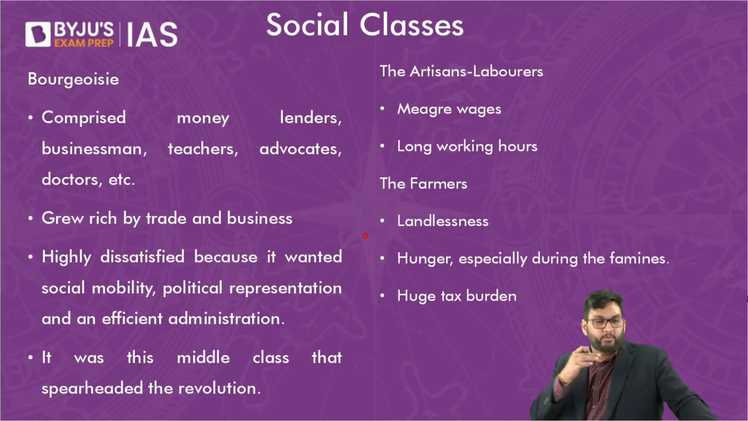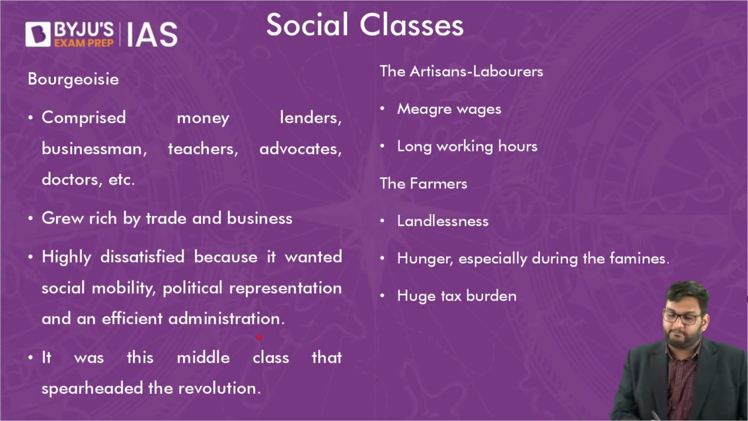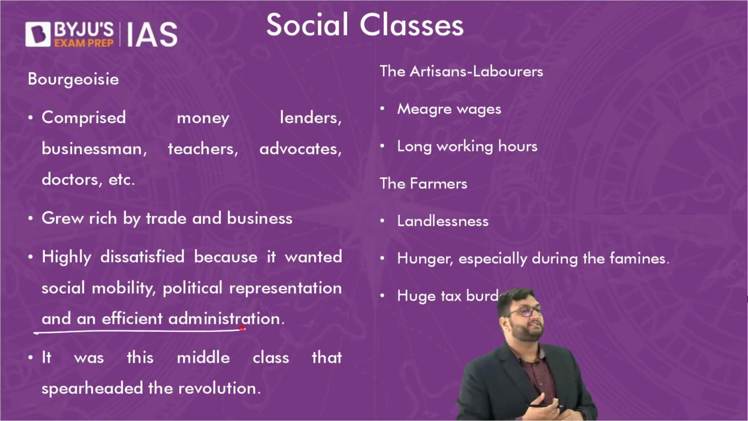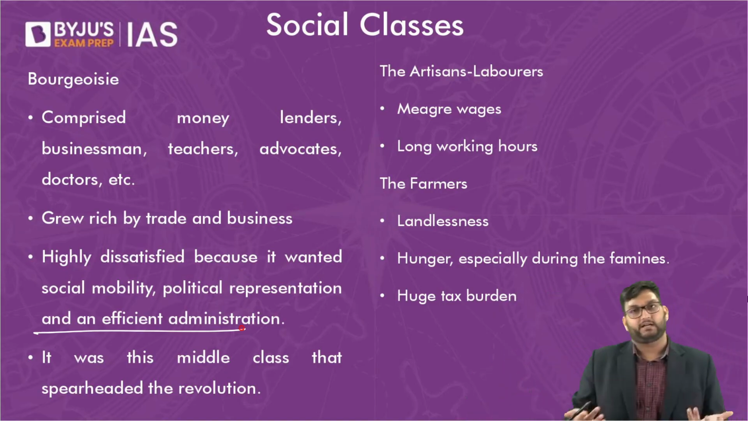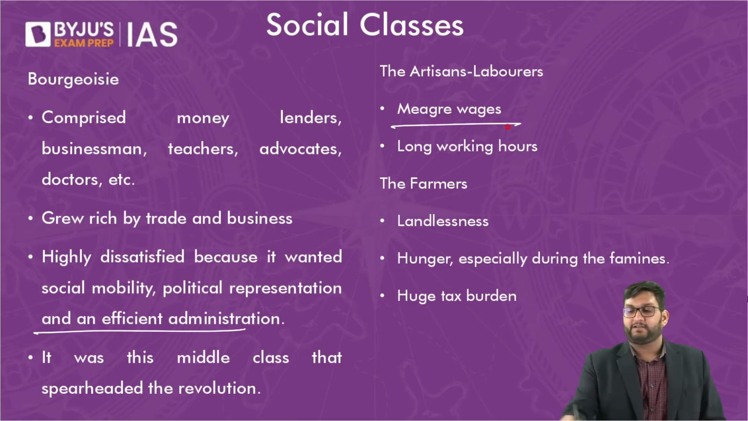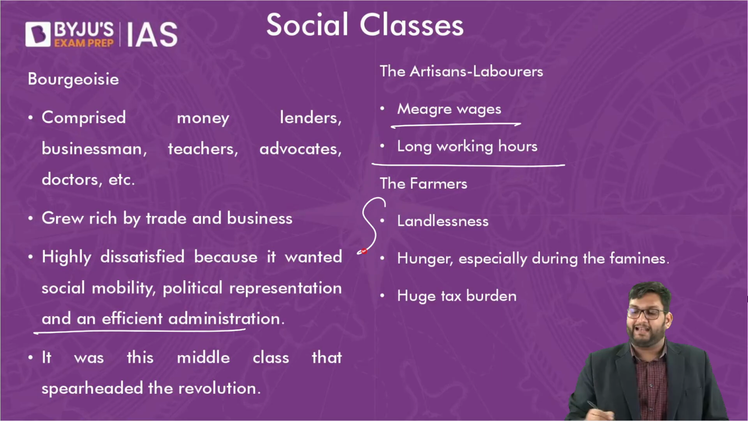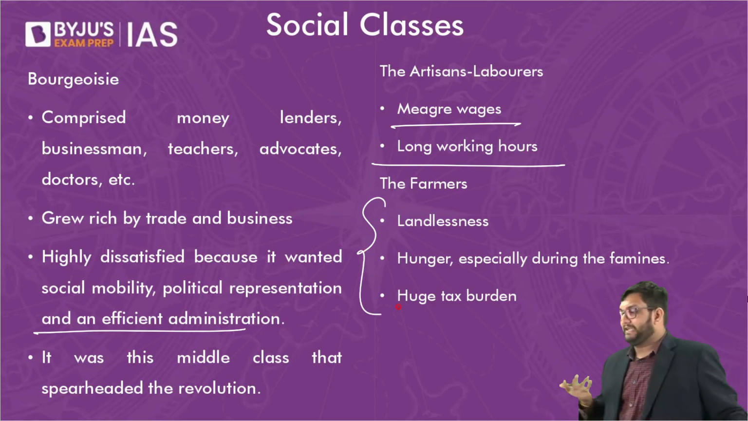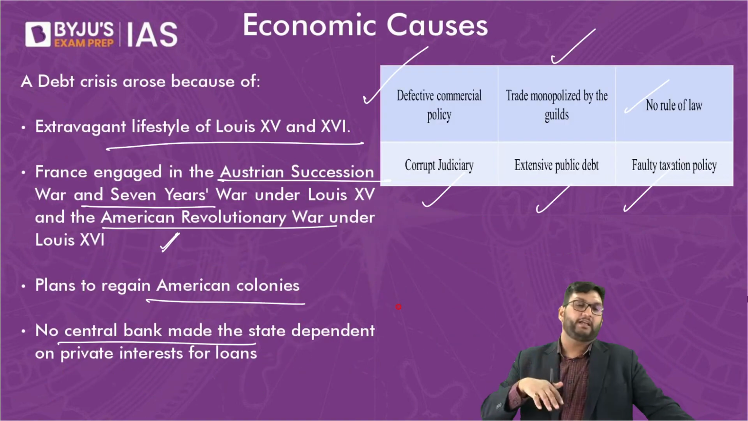The bourgeoisie were money lenders, businessmen, teachers, advocates. They had money, but they did not have power. The problem with the bourgeoisie is they have money, but they cannot have any form of social mobility. They will still remain the third estate only. Workers have meager wages and long hours. Farmers are landless, and hunger and poverty prevail. The tax burden is high. So socially and otherwise, it is a proper recipe for disaster.